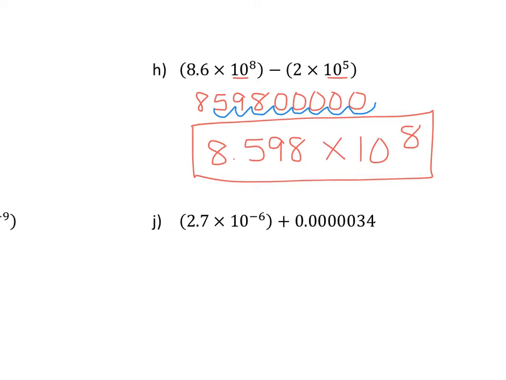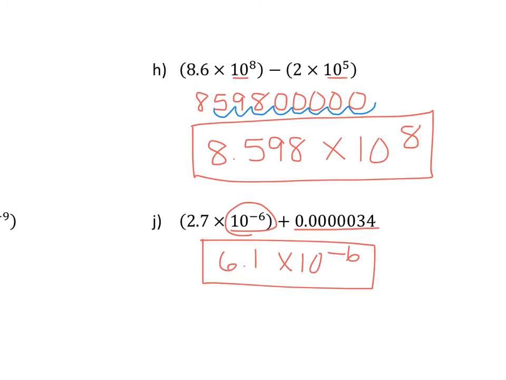In letter J, we have one number in scientific notation and the other in standard form. That's okay. You can still plug it into your calculator. Or again, you could take this number in standard form and write it with a power of 10. That's the same as the scientific notation, but I find it's just easier to plug it into your calculator. When you do that, you end up with 6.1 times 10 to the negative 6. Your graphing calculator gives it to you in scientific notation. Go ahead and do the rest on that page, whichever method you prefer.